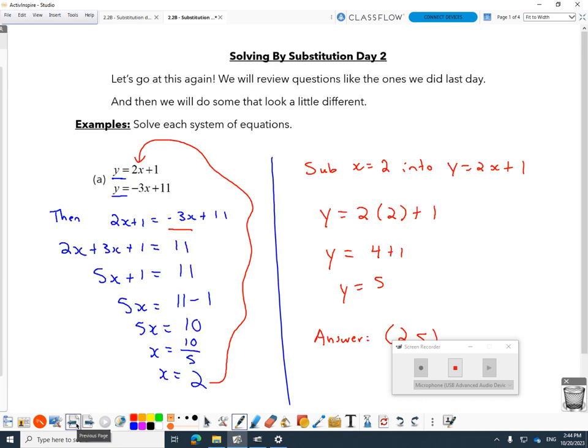The first question of homework I do, they'll all be like this one. Maybe they'll have negatives in it. The steps will be the same. You'll have to fight with the negatives. I know negatives are tough. I get it.